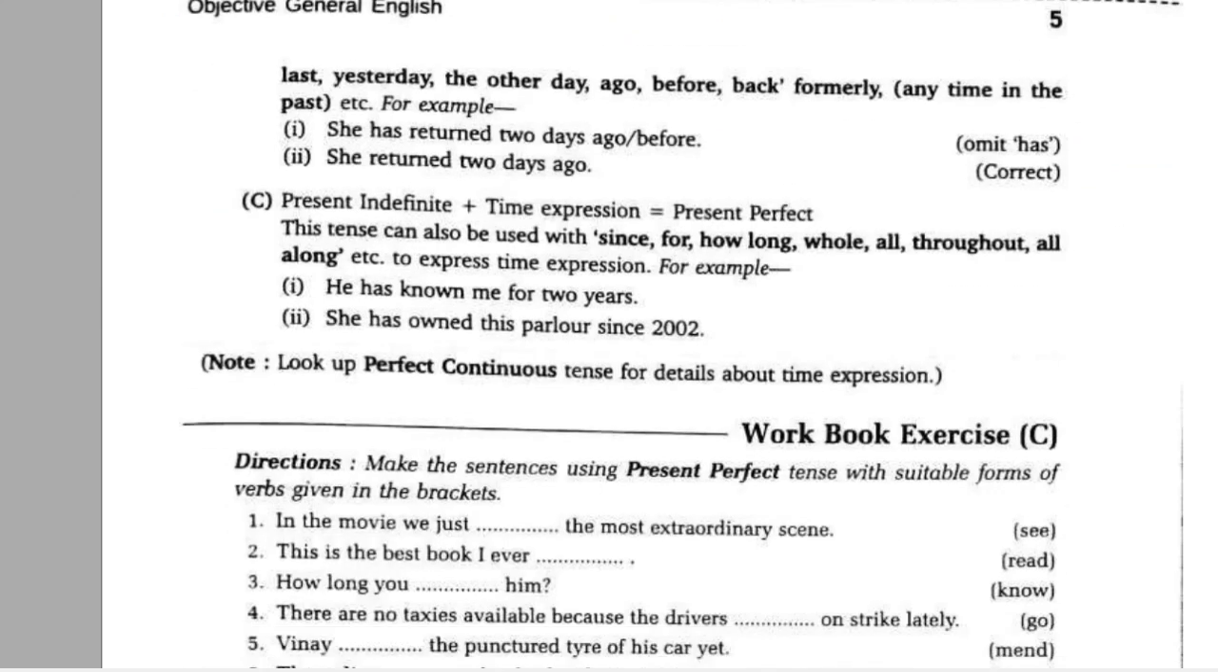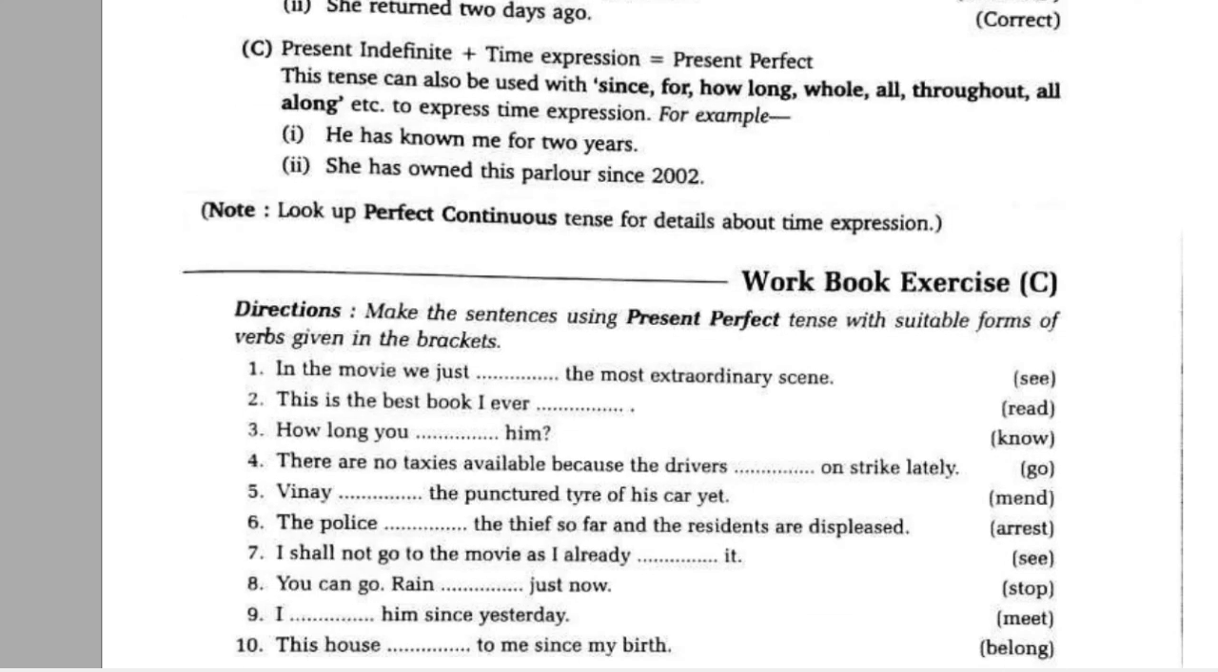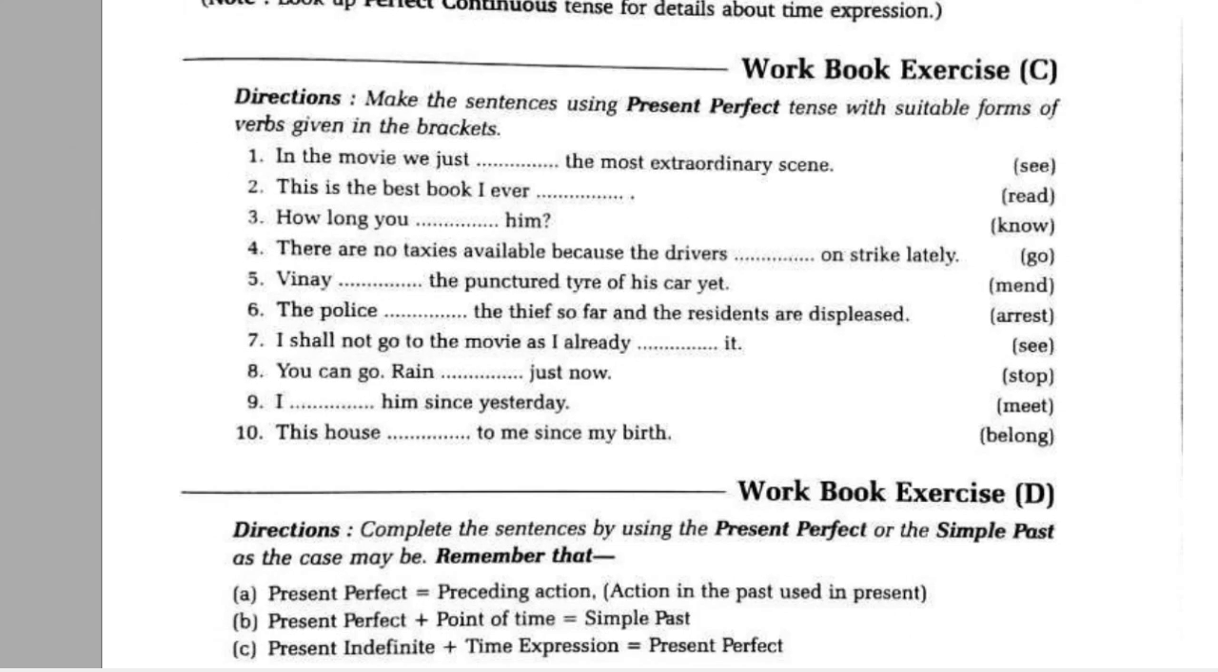Now there's present perfect plus a time expression. The tense is also used with since, for, how long, whole, all, throughout, all along to express the time expression. He has known me for two days. She has owned this parlor since 2002. So this is something like that.